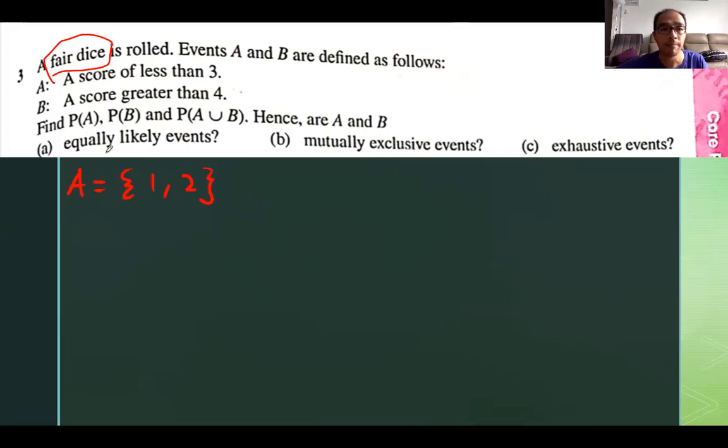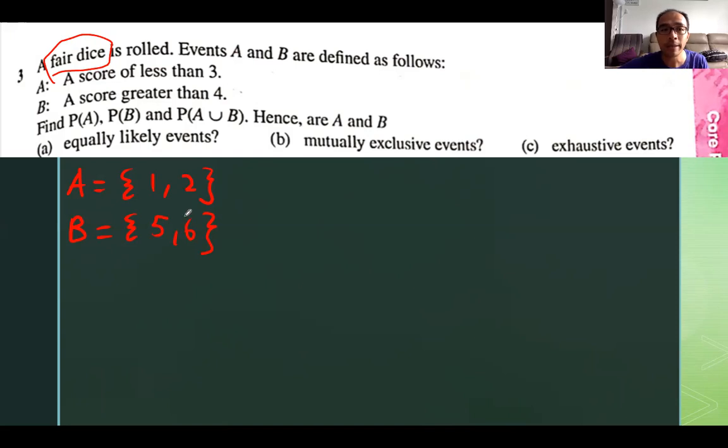Okay, so B is a score greater than 4. Let's list it down. Score greater than 4 means not including 4, so that means it's 5 and 6. Now, look at these two events. Is there an overlap? If there is no overlap, it means they are mutually exclusive.